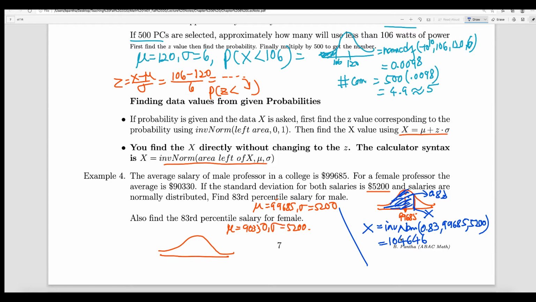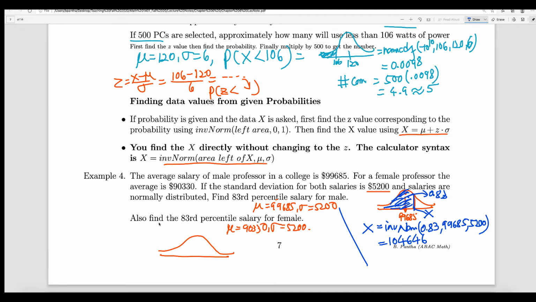What does that mean? That means $104,646 is the salary that is bigger than 83% of all salaries. That's what the percentile means, right? So 104,646 is the salary that is bigger than 83% of all the other salaries. All right, that is for the male.